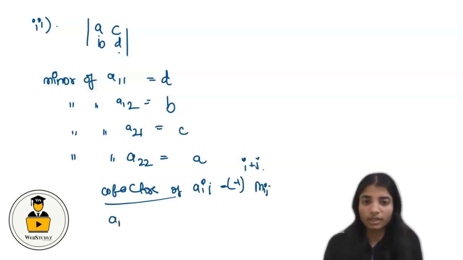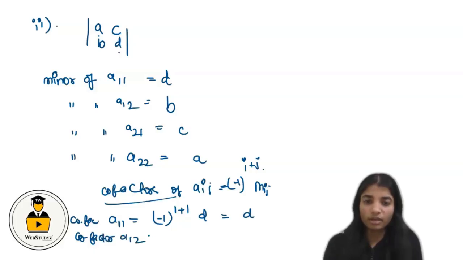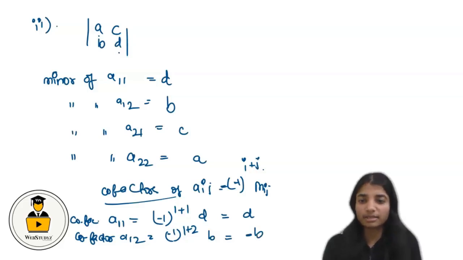So the cofactor of A11 is equal to minus 1 raised to the power 1 plus 1, and its minor is d. So minus 1 raised to the power 2 is 1, and 1 multiplied by d is d. In the same way, the cofactor of A12 is equal to minus 1 raised to the power 1 plus 2 multiplied by its minor, which is b. So minus 1 raised to the power 3 is minus 1, and minus 1 multiplied by b is minus b.